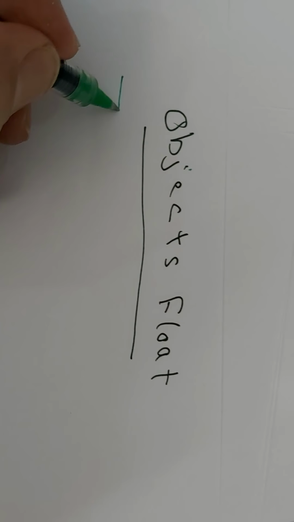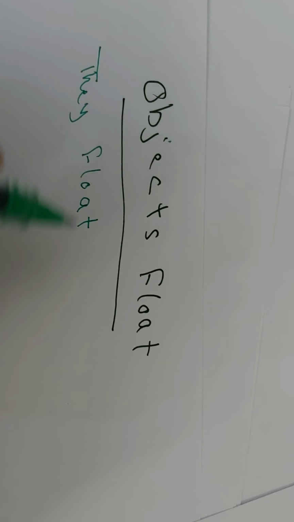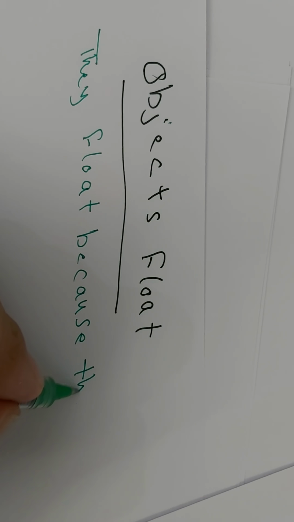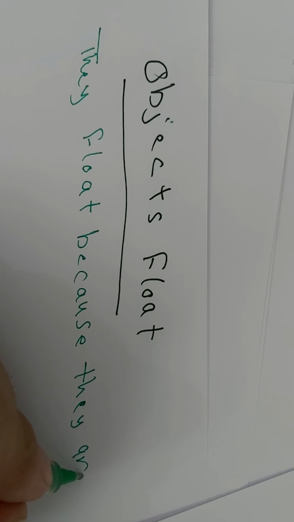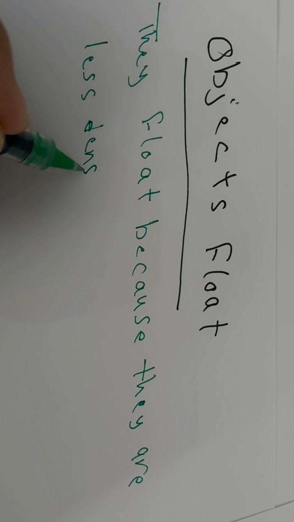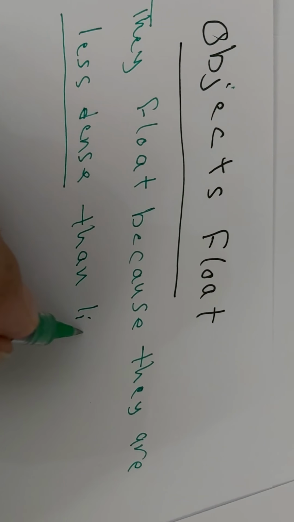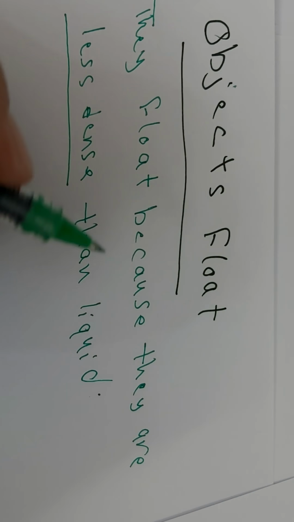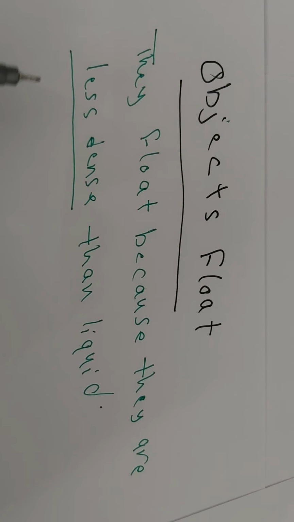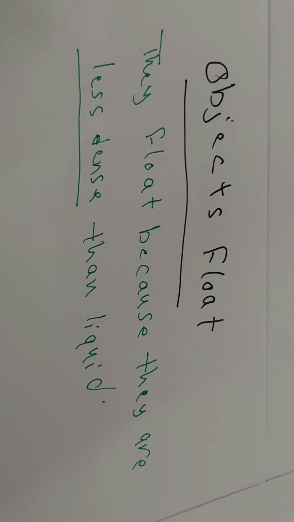So they float because they are less dense than liquid. Any liquid, okay? Water, oil, juice. So why do they float? Because the density of this object is less than the density of this liquid.